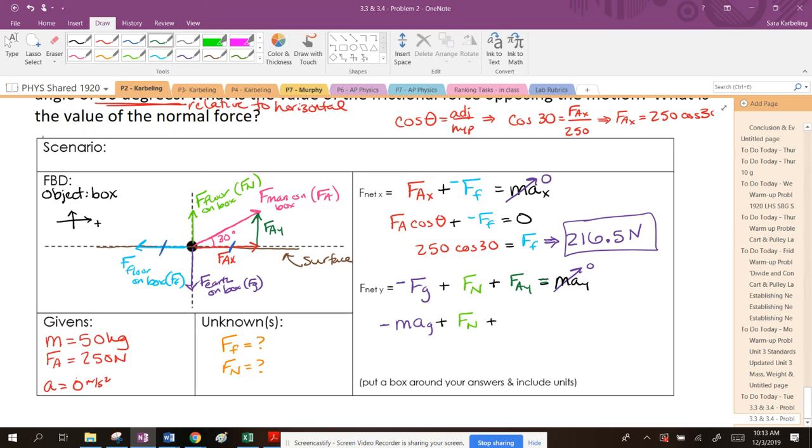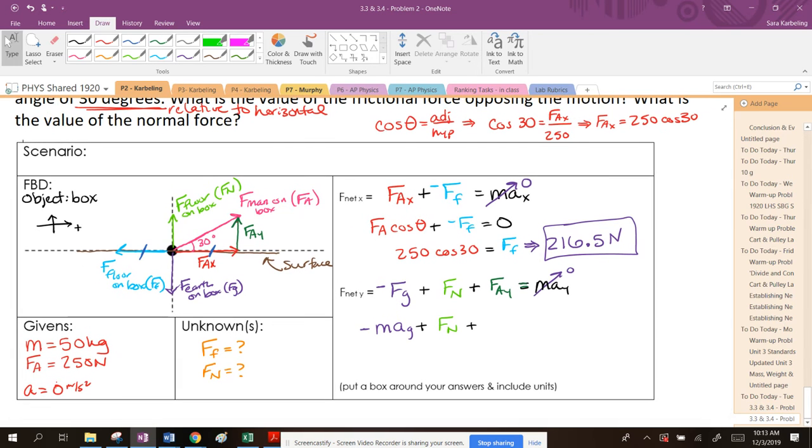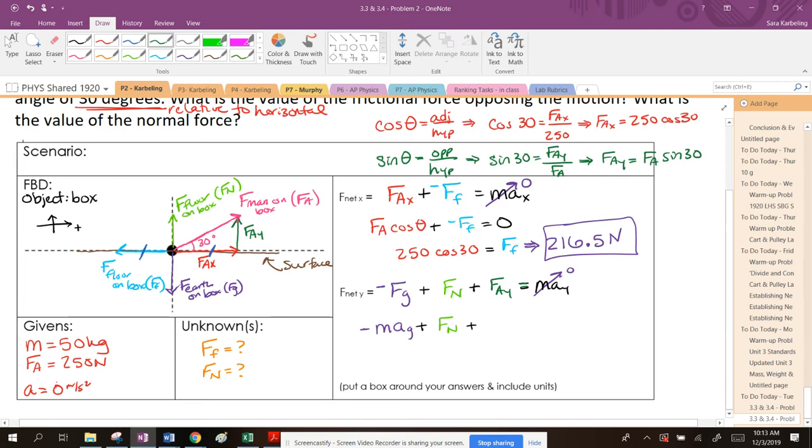Sine. If you're not sure, get out your equation sheet. There is no judgment. Nobody will know, and it's totally okay. Opposite and hypotenuse is sine. So we're going to do the sine of theta is equal to opposite over hypotenuse. So that's the sine of 30 is equal to FAY over FA. So we can say that FAY is equal to FA sine 30. So this is FA sine theta, sine 30. And that has to add up to 0.